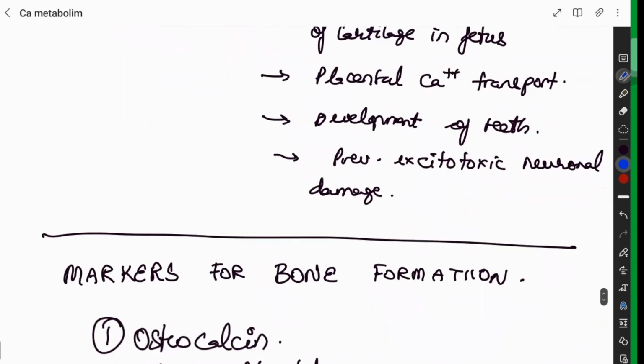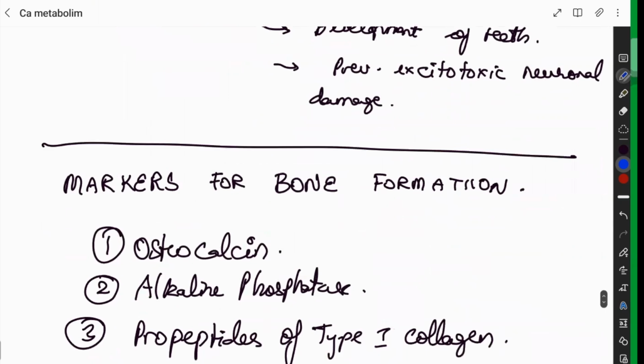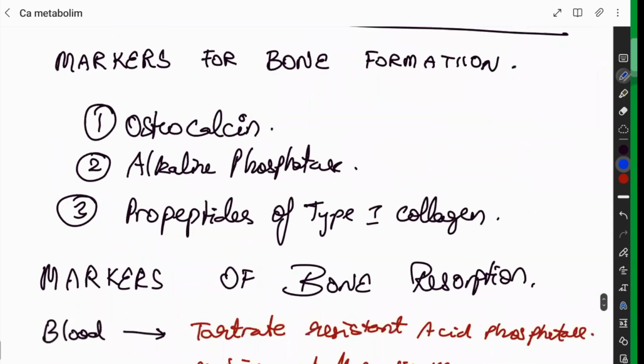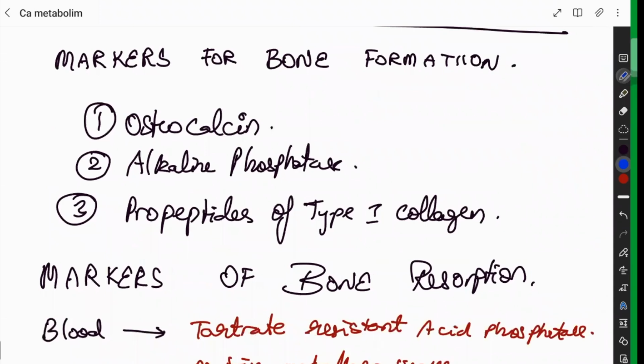Now, coming to the markers of bone formation. Finally, we are going to move towards the markers of bone formation. Number 1, osteocalcin. Number 2, alkaline phosphatase. Number 3, propeptides of your type 1 collagen. Okay, what are the markers of bone resorption?